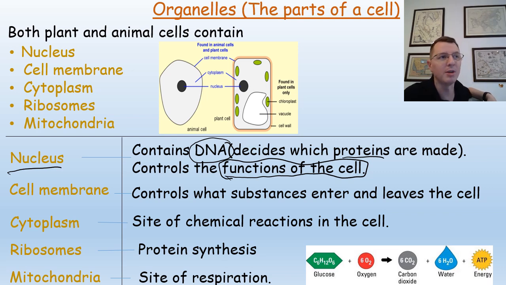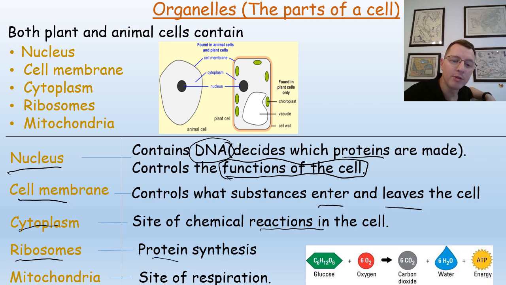Some people have remembered from Year 7, teachers often refer to a nucleus being the brain of a cell. This is clearly not true at all, so please do not use that. The nucleus controls the function of the cell, it contains DNA, and it's a code to decide which proteins are made. The cell membrane controls which substances enter and leave the cell. Cytoplasm is the site of chemical reactions in a cell. The ribosomes. Ribosomes are where protein synthesis occurs. And the mitochondria are the site of respiration.